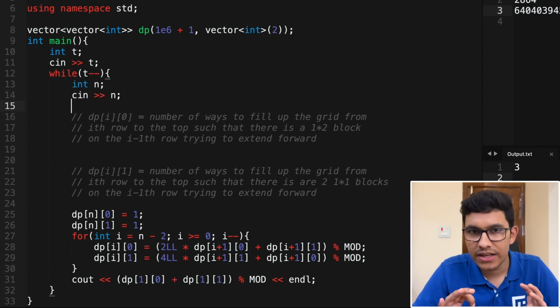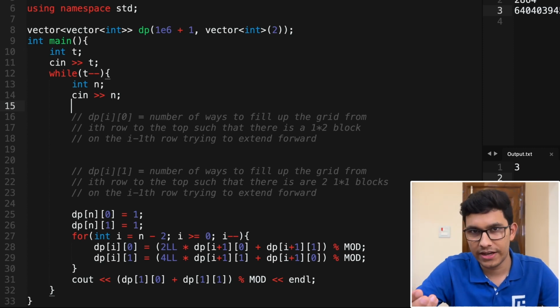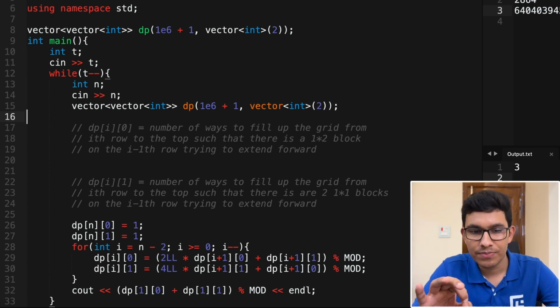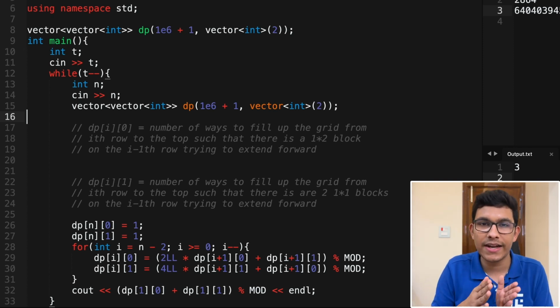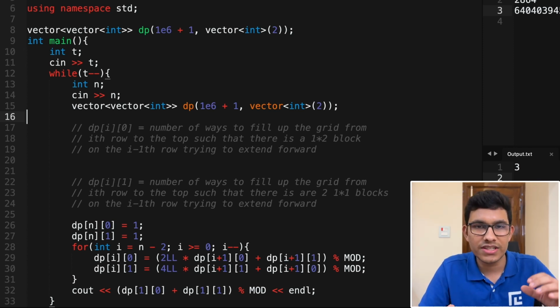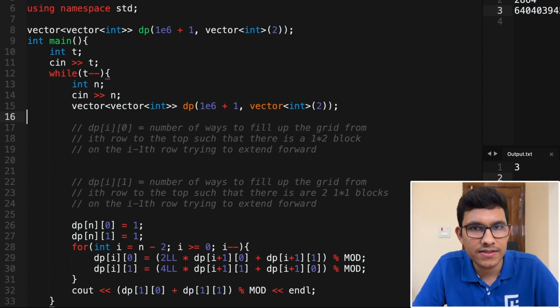Now, one thing that I've done here is that I've defined my DP table outside. Like, I've taken it as a global variable. If I would have defined it inside every single test case, that would have resulted in me creating the same memory again and again, right? But what we could do is create a DP table of 10 to the power 6 and then use that same table for every single test case, right?